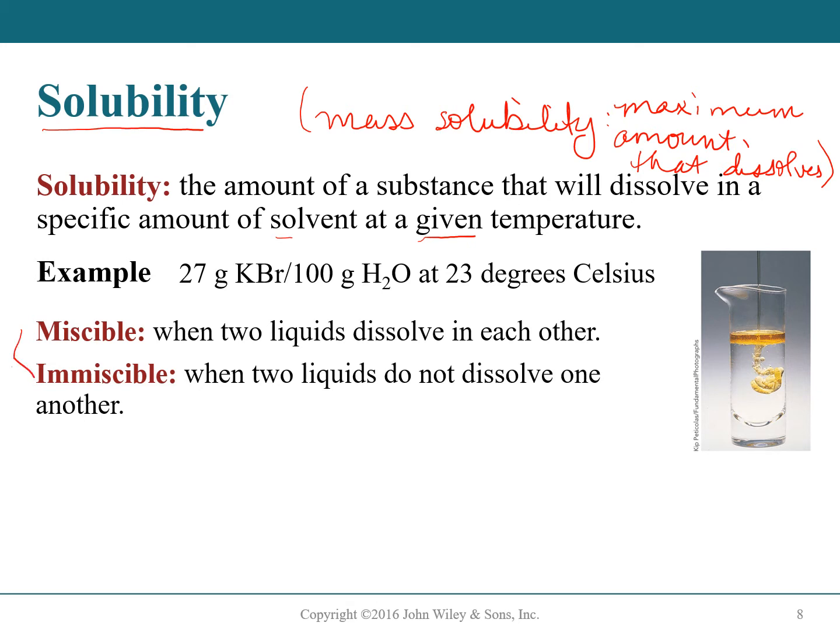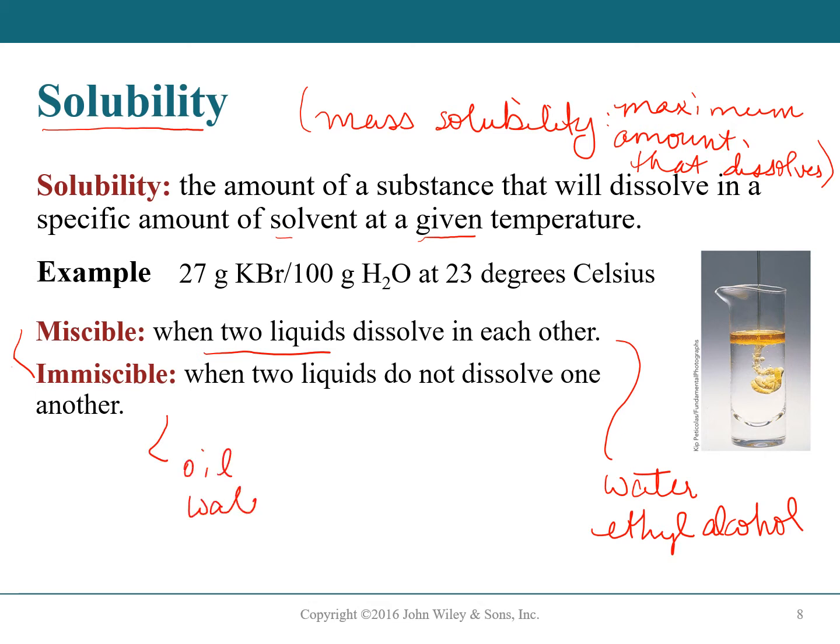What about terms like miscible and immiscible? These apply to two liquids. So miscible is when two liquids dissolve in each other. This would be like water and ethyl alcohol. And immiscible, again, they do not dissolve in each other, and this is like oil and water. Okay, but those two terms apply to whether or not we're looking at two liquids.